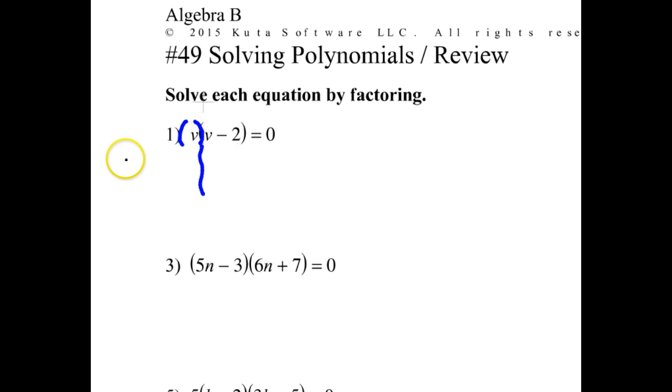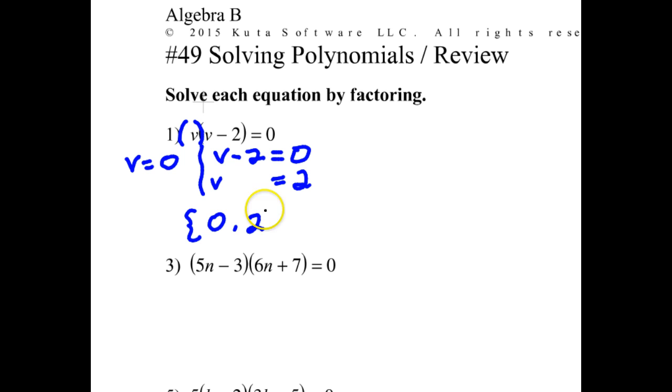The left side is already v, so that could equal 0. But then v minus 2 could also equal 0. So what minus 2 equals 0? 2. Just 2. So our answers are 0 and 2. Meaning if you plugged in one of those answers, both give you 0.